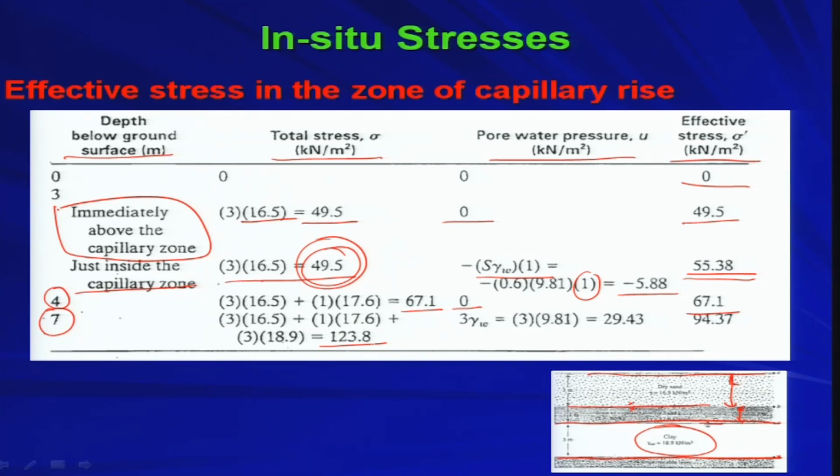Now, what is your pore water pressure? Pore water pressure is simply 3 into gamma W, where 3 meter is the depth. So, H into gamma W. So, 3 into gamma W comes as 29.43. So, 123.8 minus 29.43 will give you the effective stress at that level. So, 94.37 is the effective stress at the bottom surface of the clay layer. So, I hope you have understood how we have calculated this.